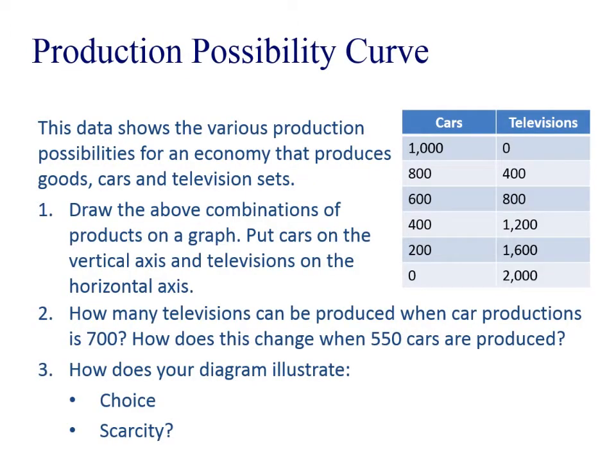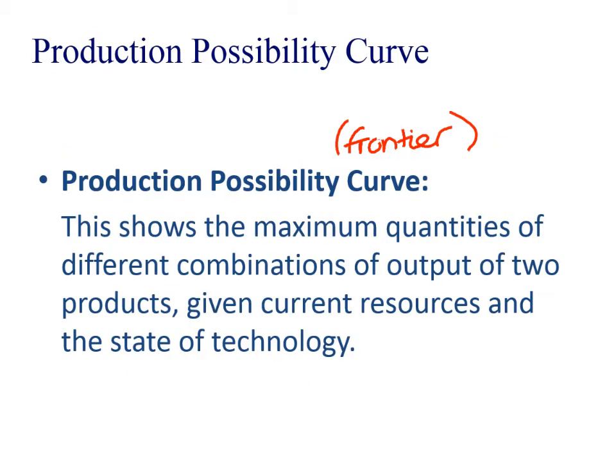So next onto production possibility curve. If I just skip ahead to the definition, it's the maximum quantity of 2 products, the output of 2 products that can be produced given current resources and the state of technology. It's also known as the production possibility frontier. You might read that in some textbooks. They just mean the same thing.